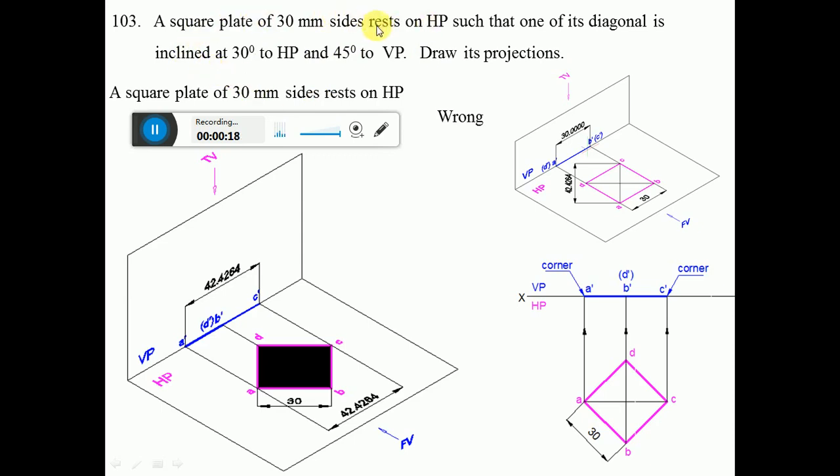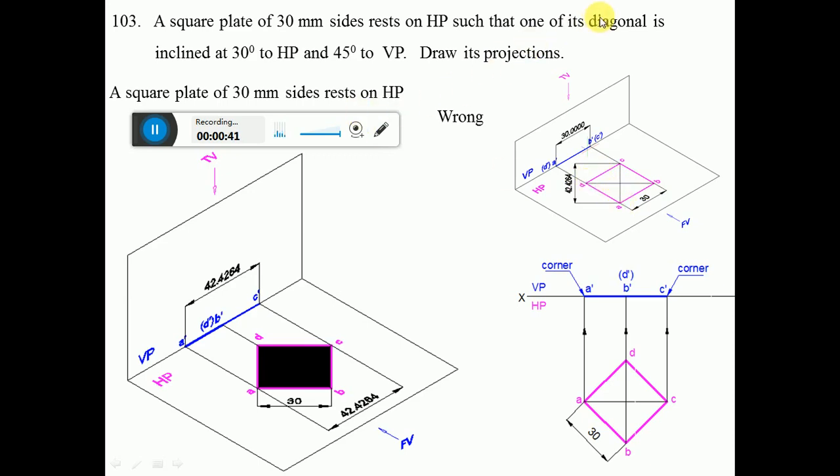Since it is resting on HP, obviously we have to start from HP. So that condition is fine. There are two possibilities in which we can place the square plate, because he has not mentioned whether it is resting on a side or a corner. Suppose you rest it on a side, what happens? We will see. When it is resting on HP with a side on HP, what happens?